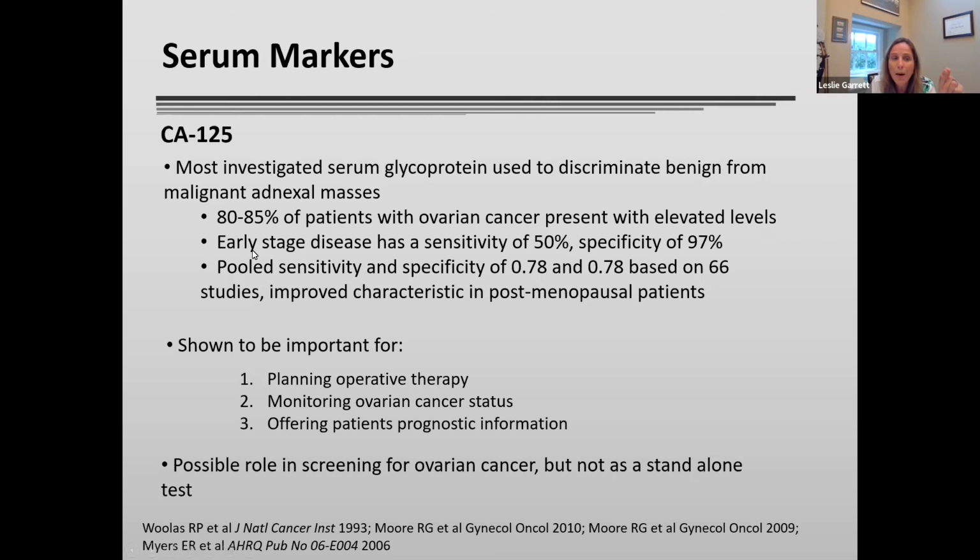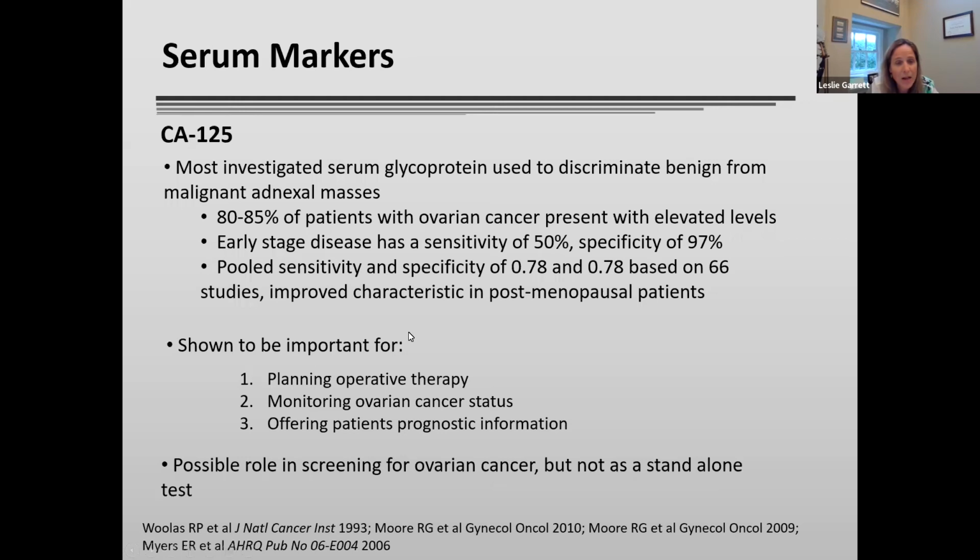But when you have a patient with early stage disease, your sensitivity is going to drop way off. And so the first thing I always tell them is, you can have a benign mass and an elevated CA-125. You can have a normal CA-125 and cancer. So it is not a diagnostic test. I think patients get confused about that. They think, oh my gosh, my CA-125 is elevated, I have cancer. Or the radiologist said I have cancer. And I think what we all know is the only thing that diagnoses cancer is pathology.